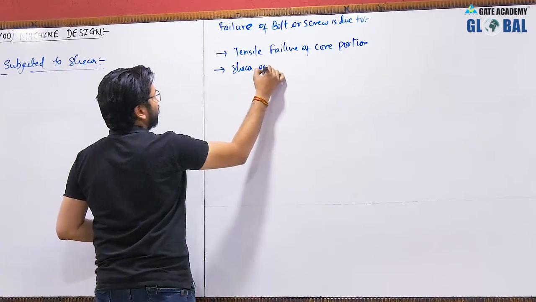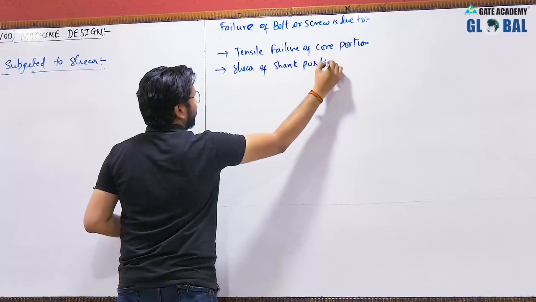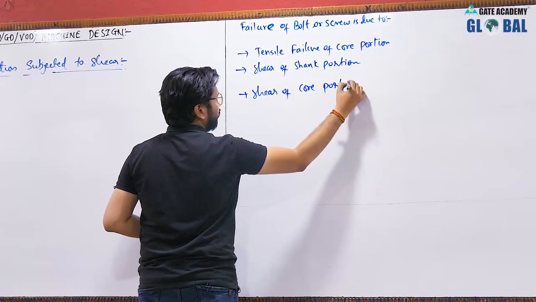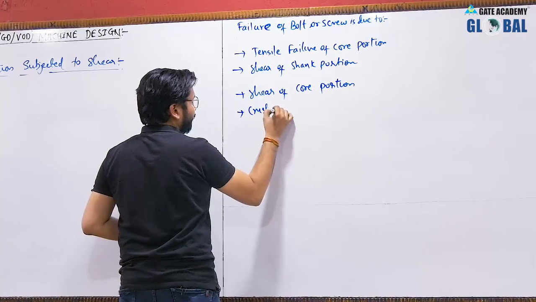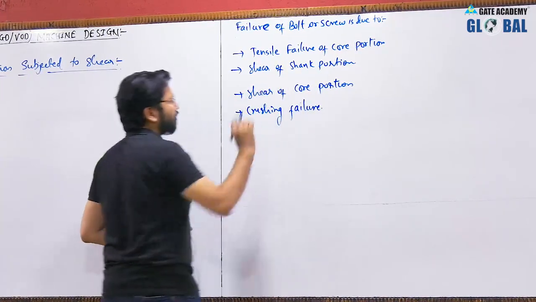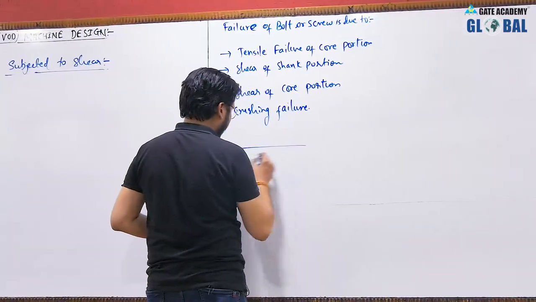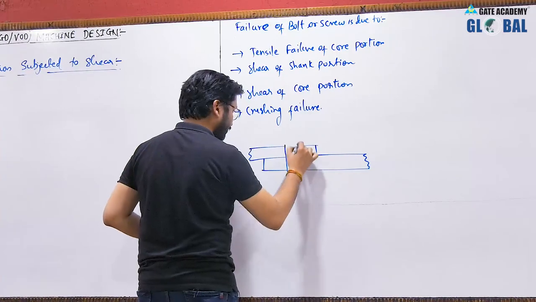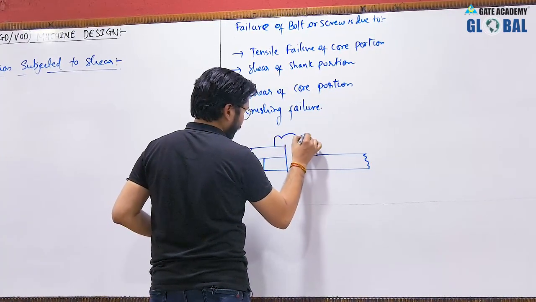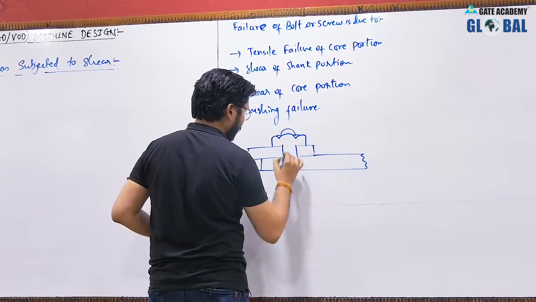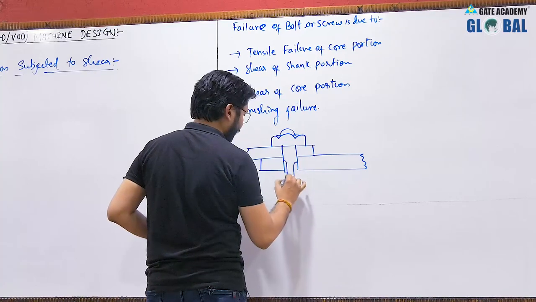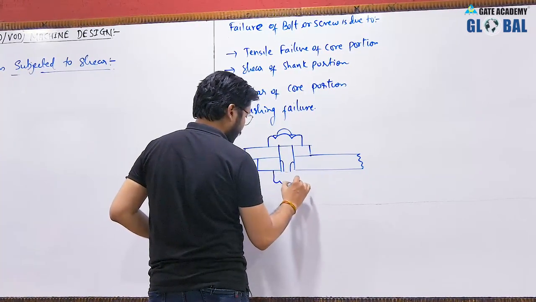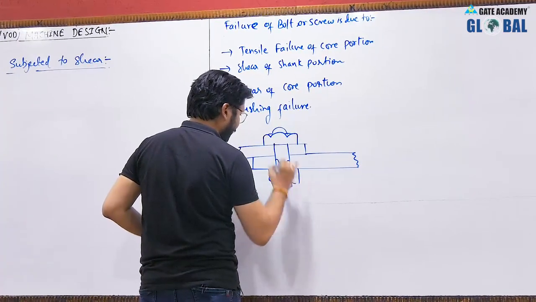Then shear of the shank portion, shear of the core portion, and crushing failure. So if you take a lap joint formed with the help of a nut and bolt like this, this is a tap hole, or it may be a through hole also, and this is the nut and the bolt.